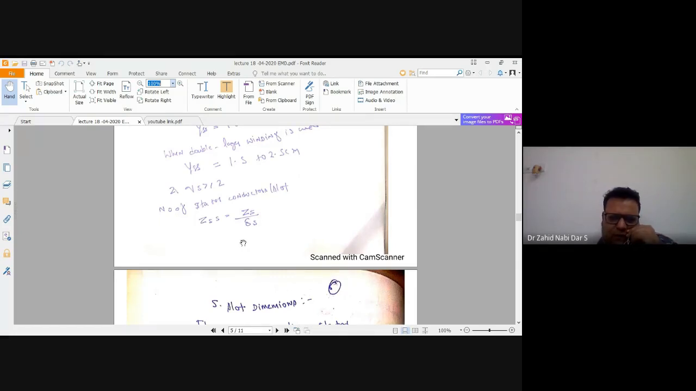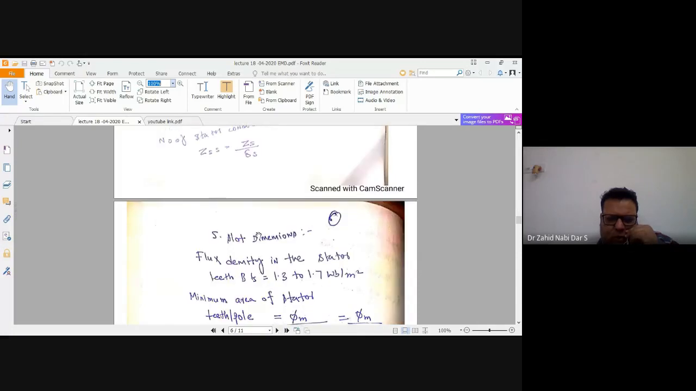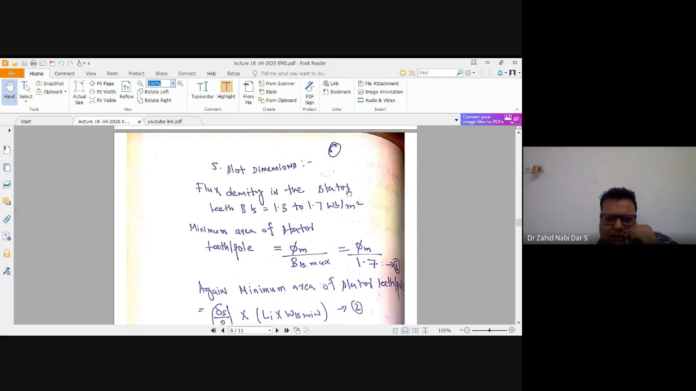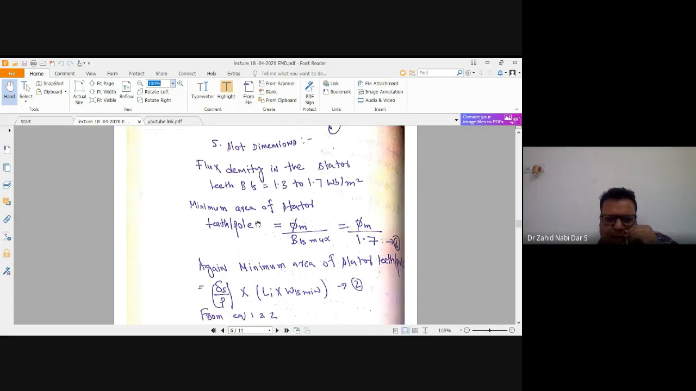Number of stator conductors. Now the total number of conductors which we are employing would depend upon Zs by rho s. Now you have slot dimensions. Now what are the slot dimensions? First is the flux density in the stator teeth. This is BTS, equal to 1.3 to 1.7 Weber per meter square. This is a standard flux density which happens to be in the stator teeth. And the minimum area of stator teeth per pole is phi max divided by BTS max. BTS max is 1.7. So from equation 1 you get phi max by 1.7 as the minimum area of the stator.